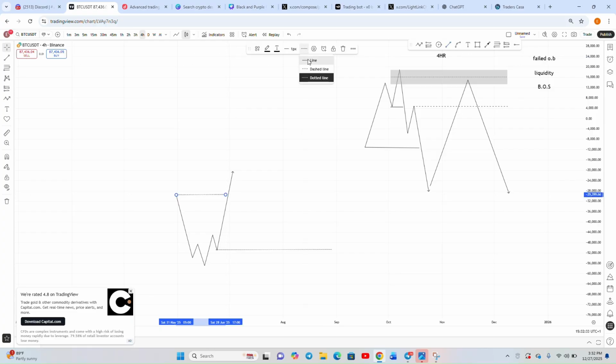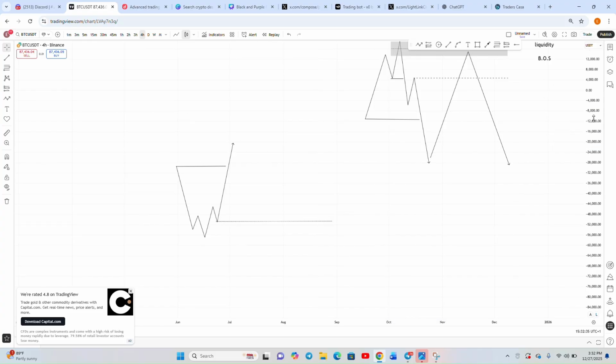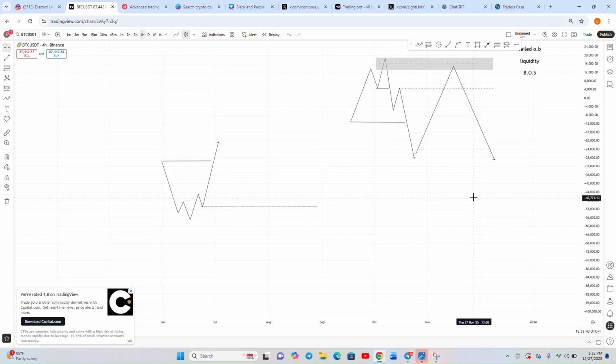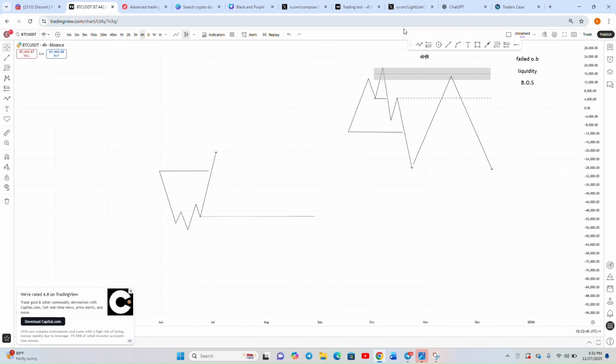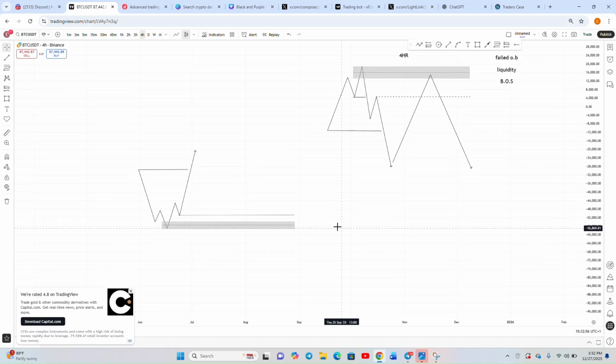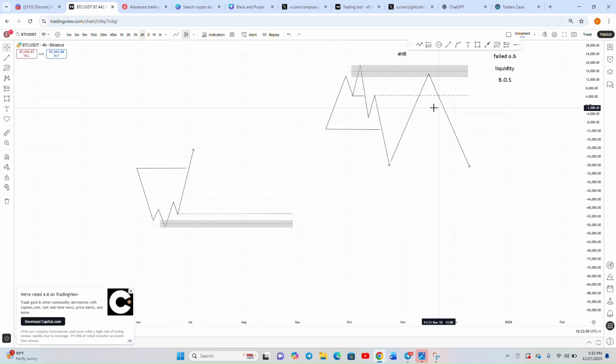Even without memorizing all these terms I have just said, once you can identify this pattern, all you need to do is wait for price to come to the POI, the point of interest, which is going to be an order block around here, just right below this liquidity. Another block right below this liquidity, or another block right above this liquidity. So this is our bullish scenario and this is our bearish scenario.